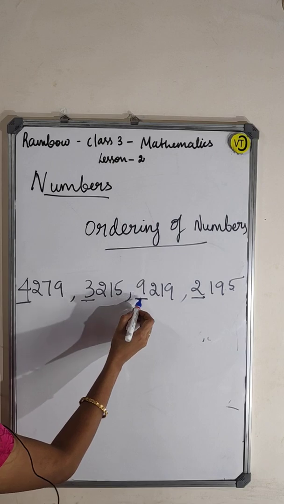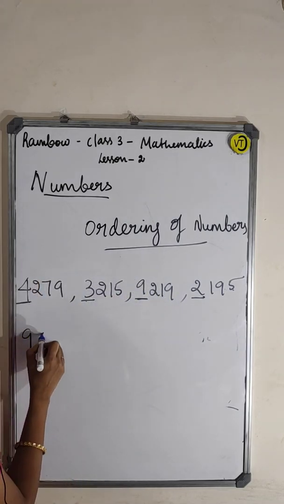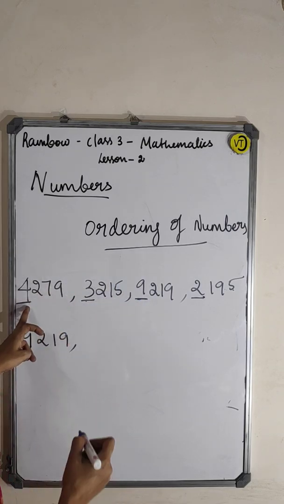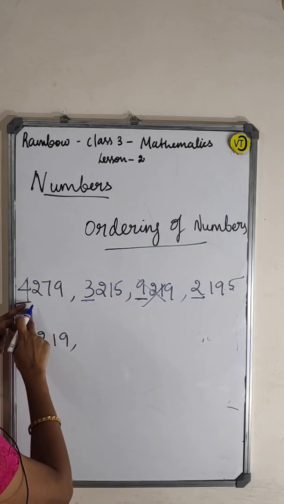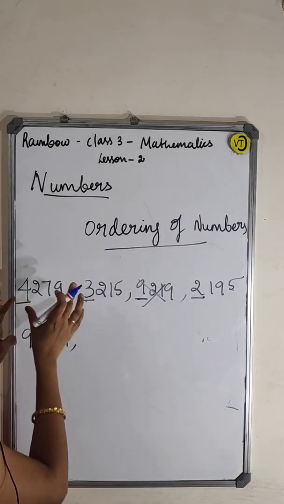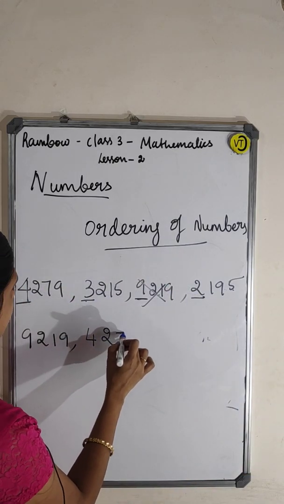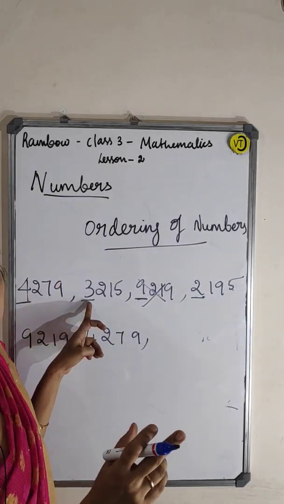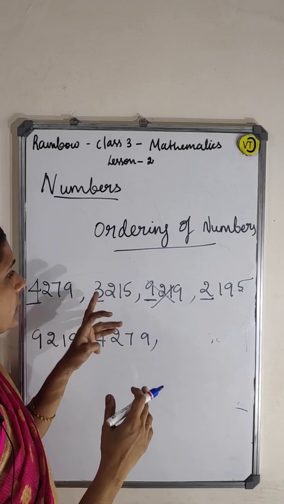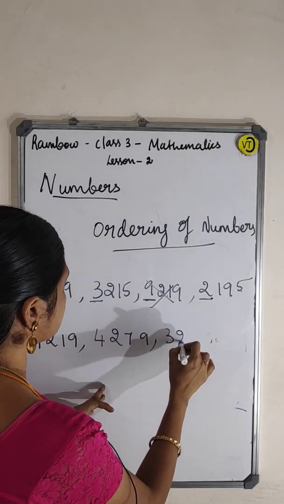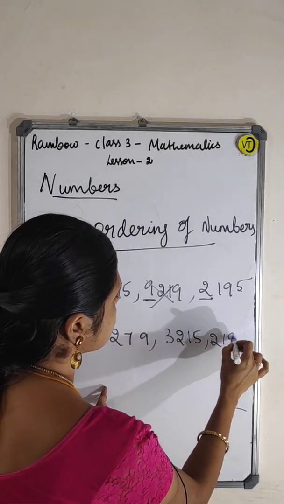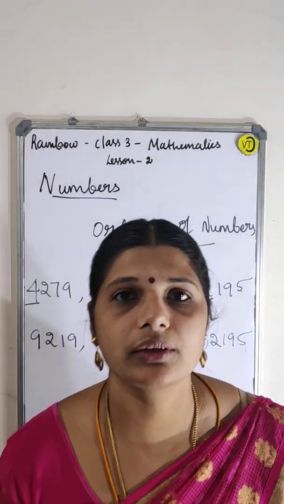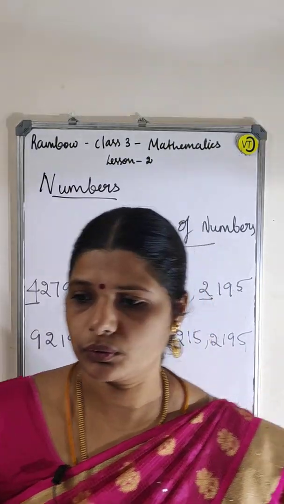9, this is 9219. First I am writing this number. Then after that, 4. So it is over, right? Then 4 or 3 or 2, which is the bigger number? 4. So 4279. Then these two, the thousands place I am checking now. It is the leftmost digit. 3 and 2 I am comparing. 3215. The last number is 2195. So this way I am comparing the descending order in 4-digit numbers. Okay, fine.